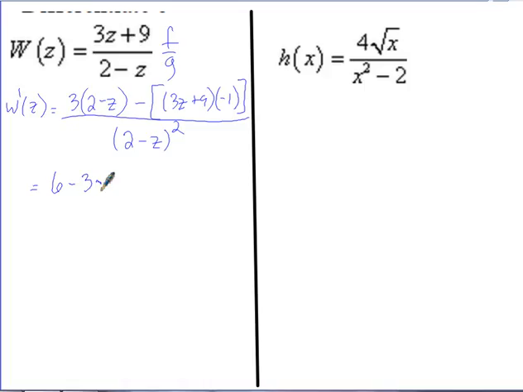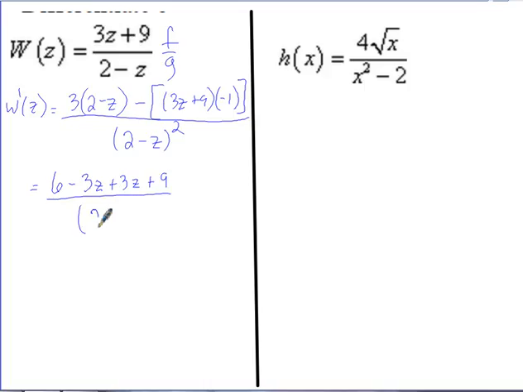6 minus 3z. And then over here there's also distribution, but then again don't forget about the minus. So this should have been a negative 3z, but then it's a positive 3z. And then this should have been a negative 9, but then it's going to turn into a plus 9.